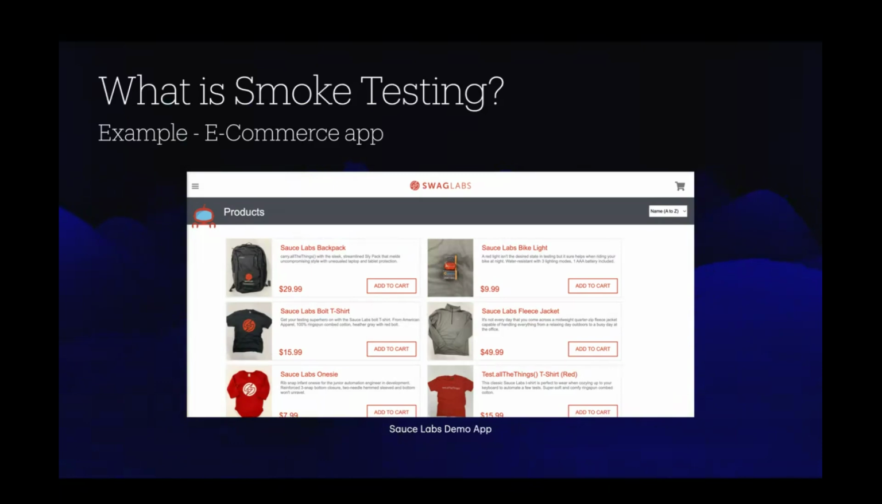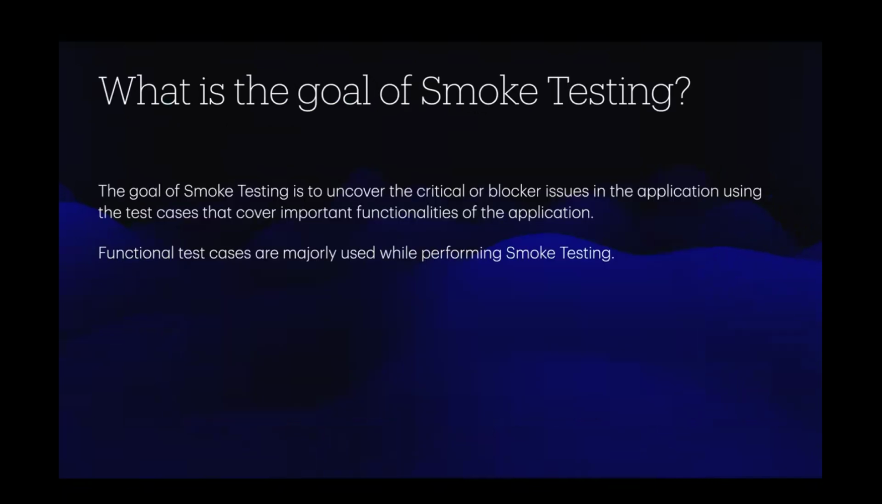In case the smoke test fails, the build should be handed back to the development team to fix the critical issues that were recorded. What is the goal of smoke testing? The goal of smoke testing is to uncover the critical or blocker issues in the application using the test cases that cover important functionalities of the application. Functional test cases are majorly used while performing smoke testing.